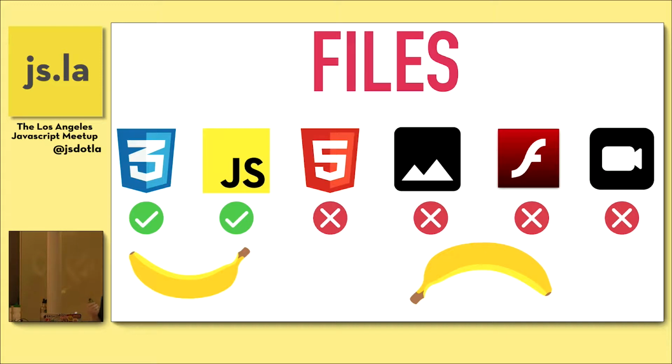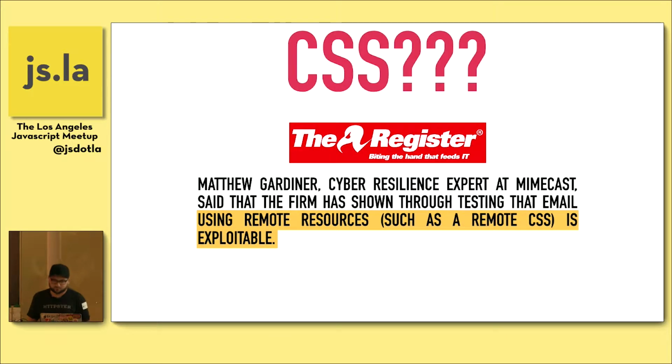Some of you might be saying, well, what does CSS have to do with this? I don't understand. Well, an article written 2 months ago on The Register discussed how using remote resources such as remote CSS is exploitable. This was from Matthew Gardner, who's a 15-year veteran in the cybersecurity game. He's probably seen everything. And while CSS exploits are rare, it is possible. And that is why they're supported in the standard.